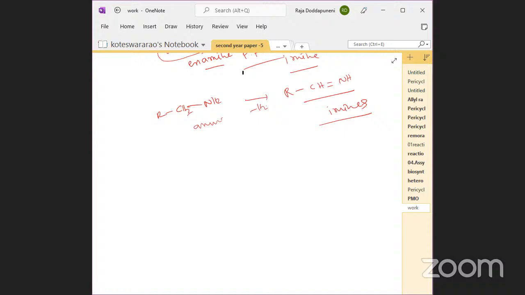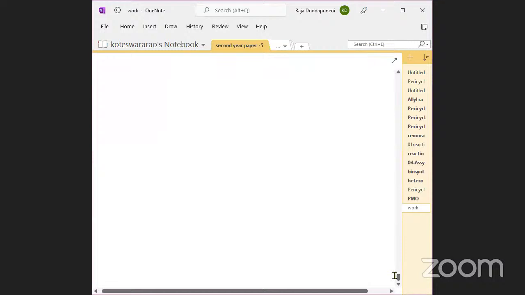Now coming to the Norrish type 2 reaction, or Norrish type 2 cleavage. The next reaction is the Norrish type 2 reaction.